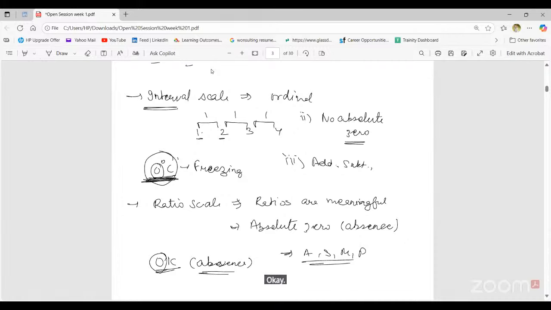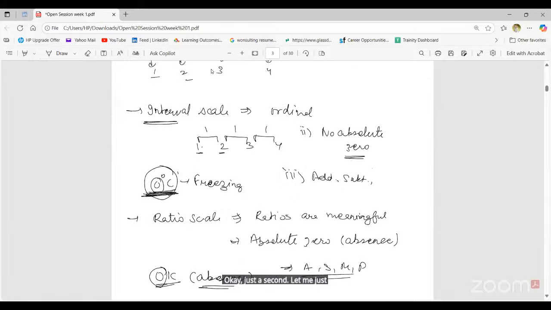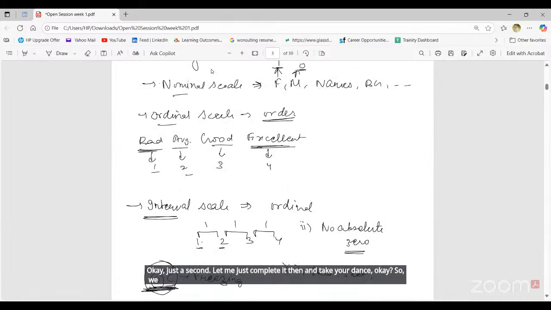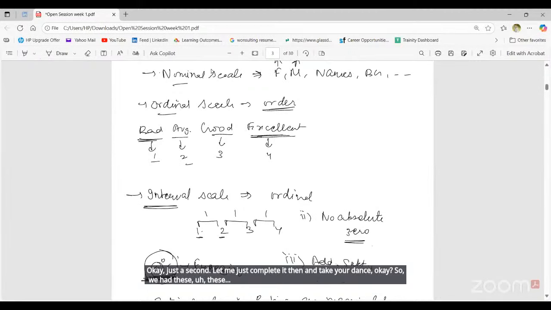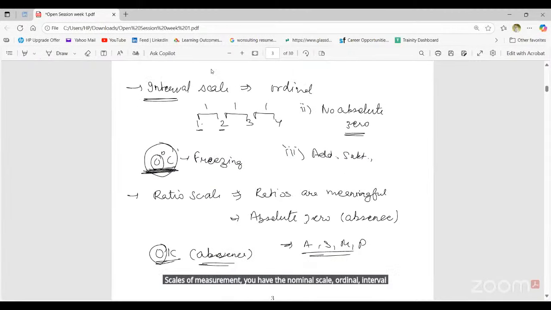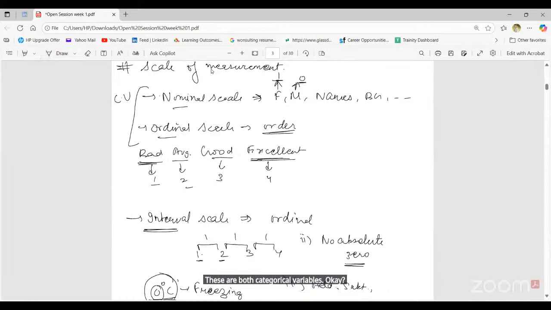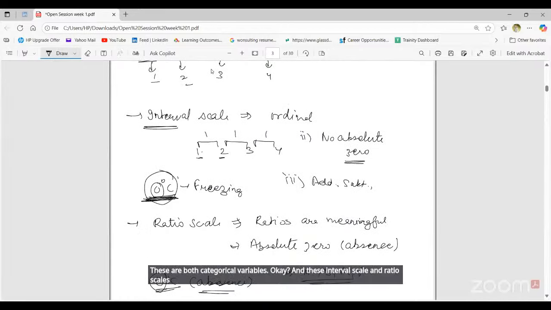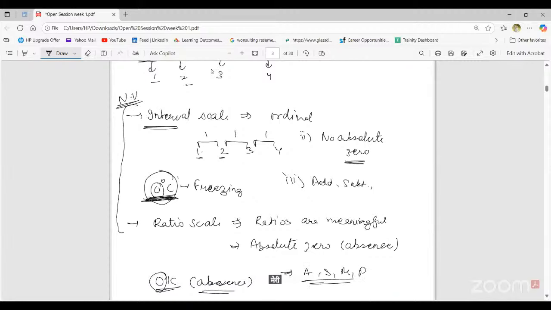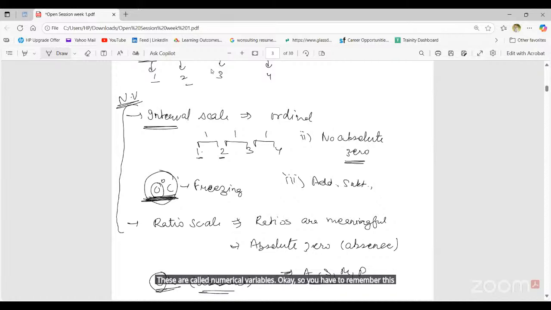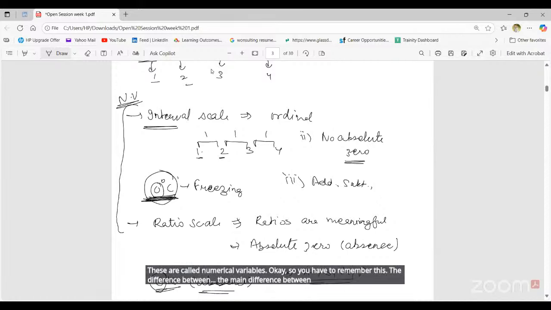Just a second. Let me just complete it, then I'll take your doubts. So we had these scales of measurement: the nominal scale, ordinal, interval, and ratio. Now nominal and ordinal are basically for what variables? These are for categorical variables. And interval and ratio scales are for numerical variables. So you have to remember this. The main difference between interval and ratio scale is that the interval scale does not have an absolute zero and the ratio scale has an absolute zero.